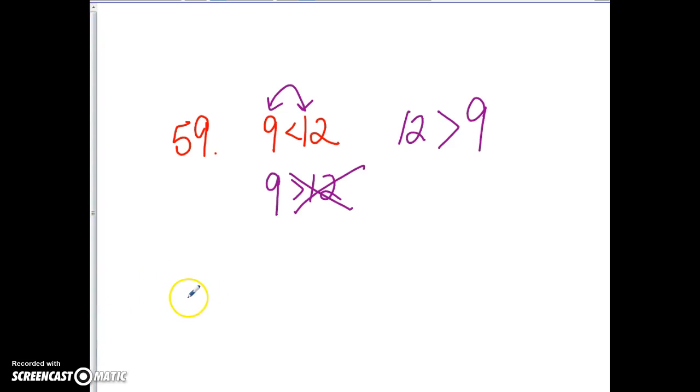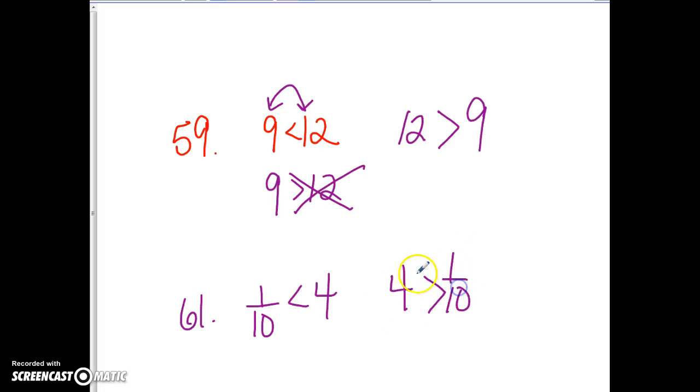Let's look at another one, like 61. The original, 1/10 is less than 4, which is true. But now if you need to switch the symbol and make it a greater than, then you also have to switch your numbers, because 4 is greater than 1/10.